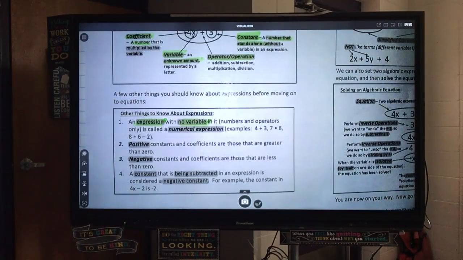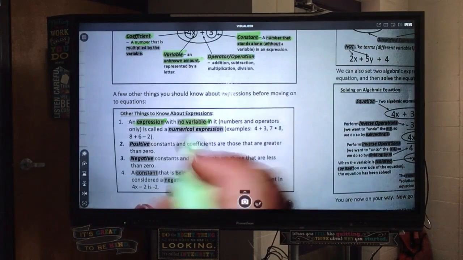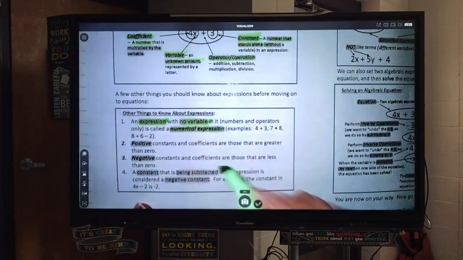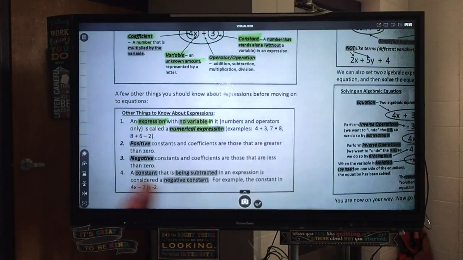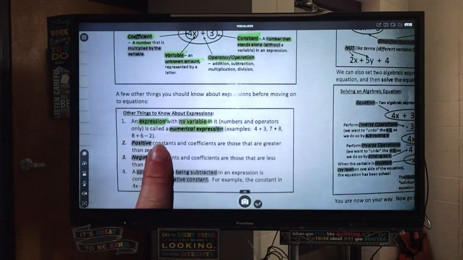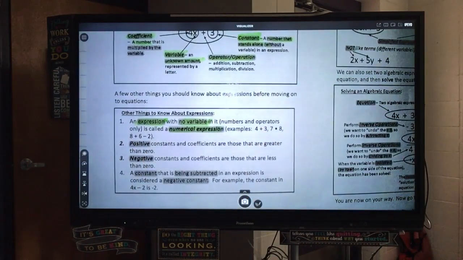Okay, so an expression with no variable in it, numbers or operations only, is called a numerical expression. All right? So 4 plus 3, 7 times 8, 8 plus 6 minus 2 is a numerical expression. Does that make sense? It's got numbers, numerical. Think about it like that. Algebraic, alphabet. That's kind of how I thought about it when I was in school.